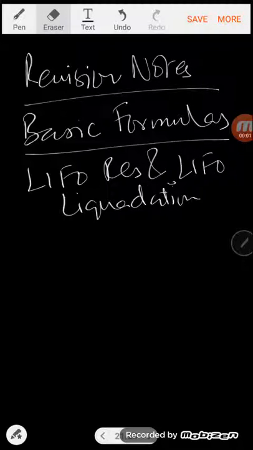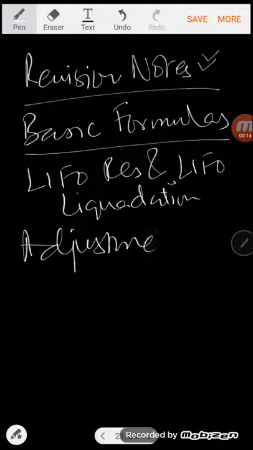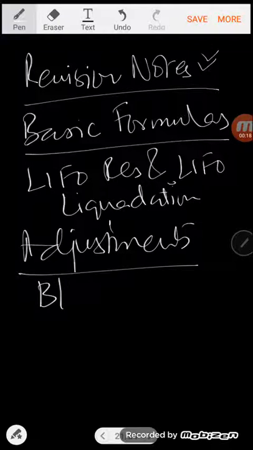with some of the revision notes and some basic formulas for the LIFO reserve and LIFO liquidation. Okay, first of all we will look at the adjustments, and the first adjustment that we will be looking at would be balance sheet adjustments.